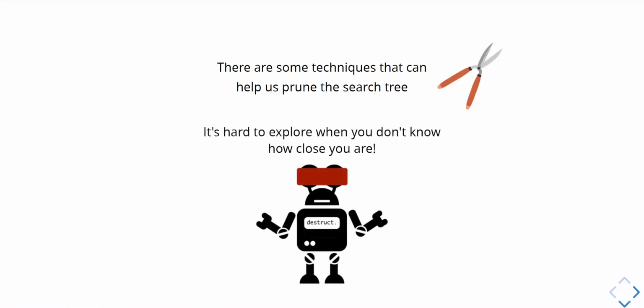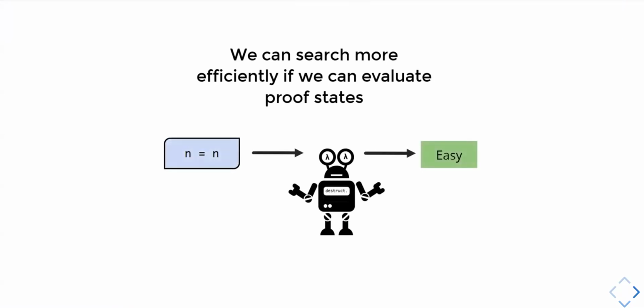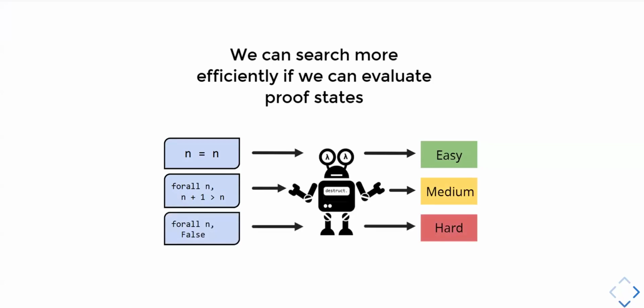There are some techniques we can use to help us prune that search tree. We can stop if we see the same state twice, or maybe prune off multiple ways of solving the same subgoal. But ultimately, it's pretty hard to search a space if you don't know how close you are in any sense to where you're trying to get to. So we can search a lot more efficiently if we can evaluate proof states. If we can look at proof states that are easy and say, keep going down this path, you're almost there. We can look at other proof states and say, maybe this will help you, maybe it won't. And we can look at some that are just a total dead end and say, you need to backtrack here, this is not helpful.